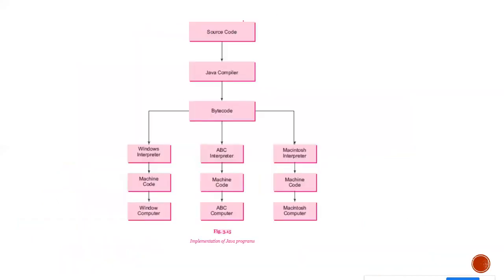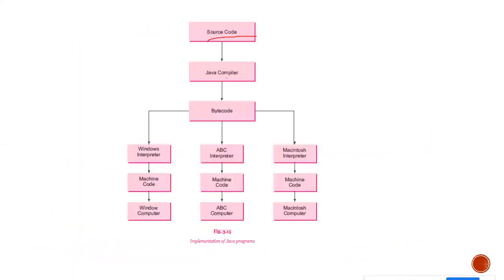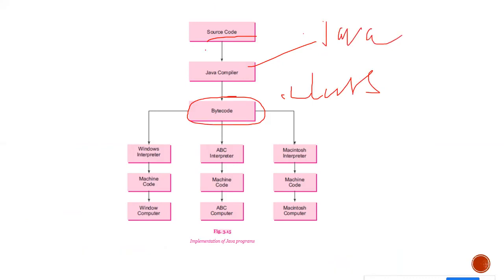When you write a source code, this program is the source code. When you give the source code to the Java compiler, it produces the bytecode. This is the .class file. Source code has the .java extension. That .java is given to the Java compiler, producing bytecode with the .class extension. This bytecode can be interpreted by the Windows interpreter, the other interpreters, and also the Macintosh interpreter. The corresponding interpreter converts it to machine code and it can be executed on the corresponding machine.